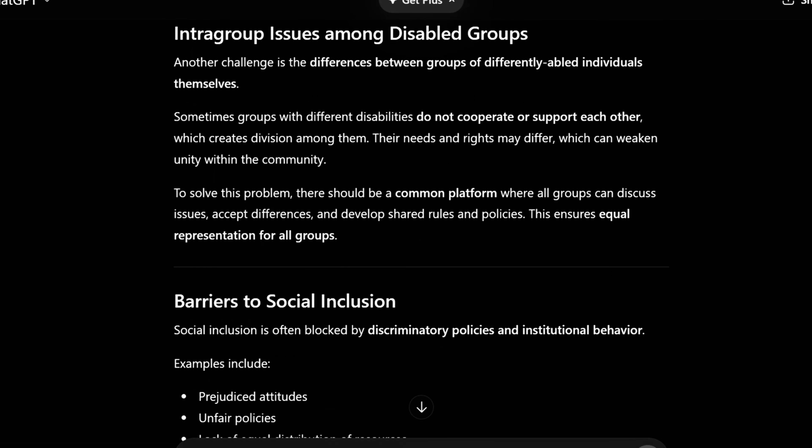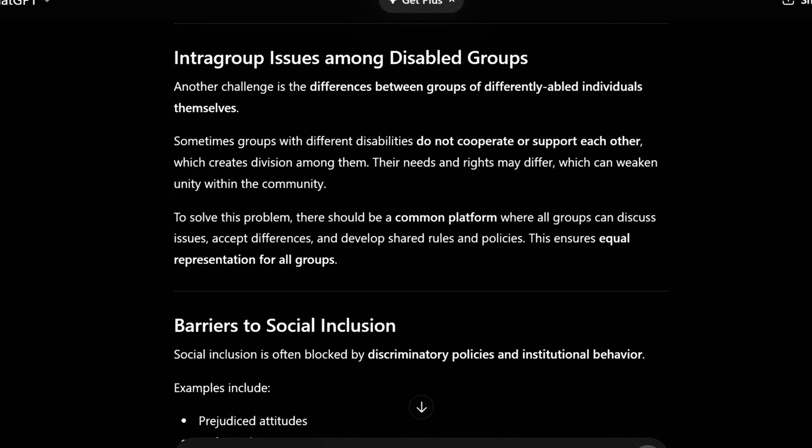Tackling intergroup issues among disabled groups. Another challenge is the differences between groups of differently abled individuals themselves. Sometimes groups with different disabilities do not cooperate or support each other, which creates division among them. Their needs and rights may differ, which can weaken unity within the community. To solve this problem, there should be a common platform where all groups can discuss issues, accept differences, and develop shared rules and policies. This ensures equal representation for all groups.